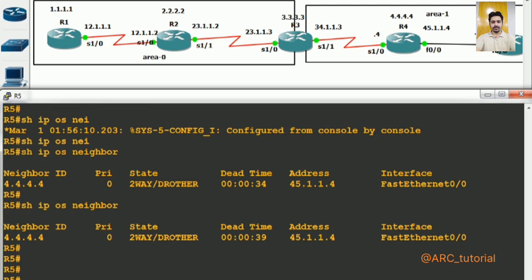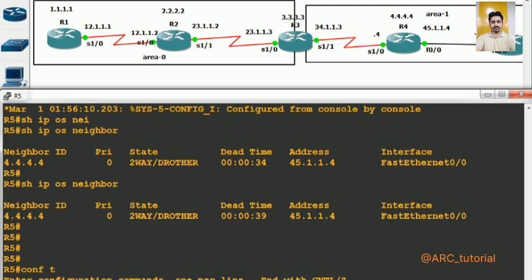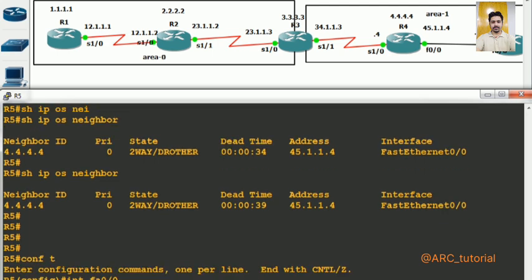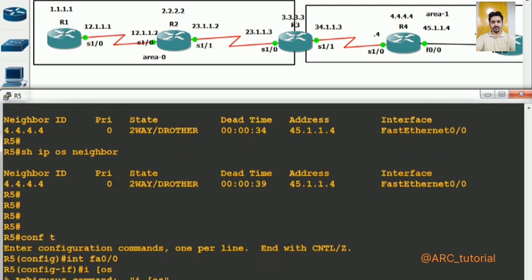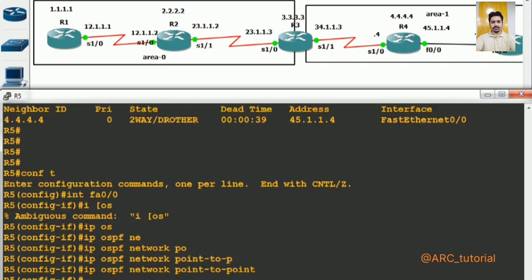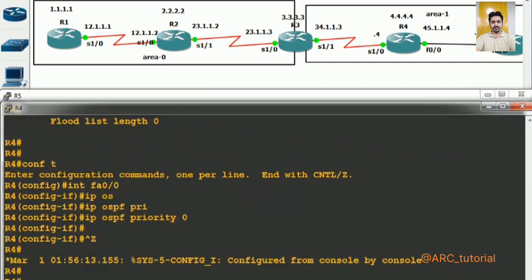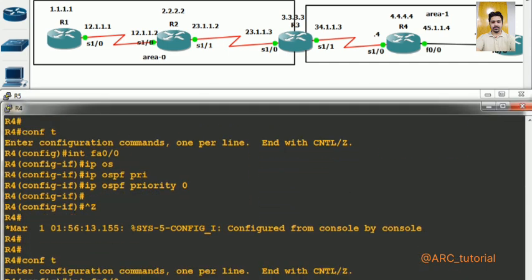Fine. So the DR others' neighborship has got stuck in the two-way state. Now go to R5 FA0/0 and configure IP OSPF network type as point to point. In the same manner, move on R4. This time there will not be any problem, right?